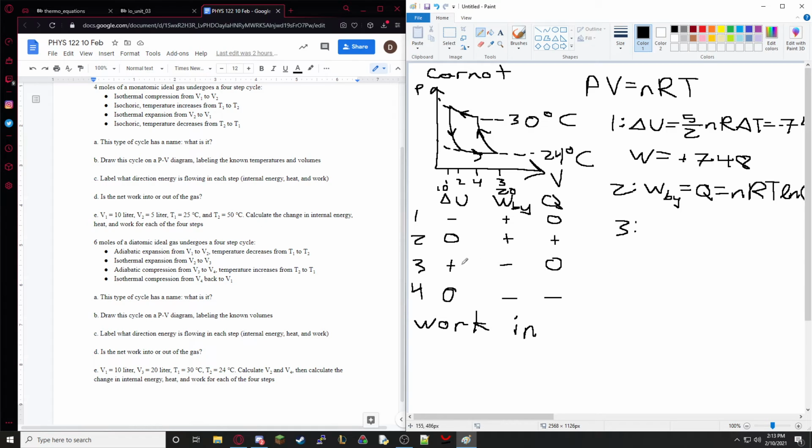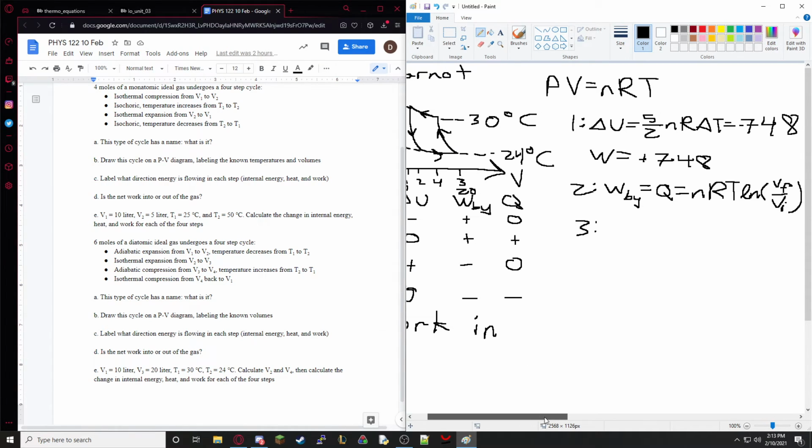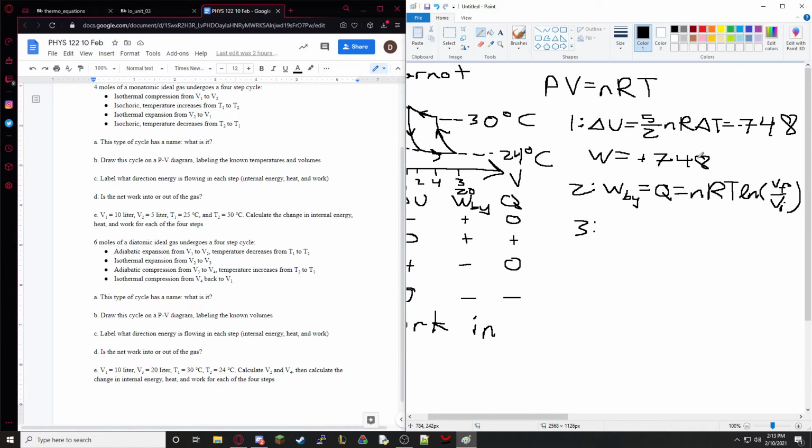Step 3 is very similar to step 1, where it's just 5/2 and our delta T. And our delta T is the same thing, just opposite. So delta U is going to be positive 748 joules, and then our work is equal to negative 748 joules. Right, makes sense.